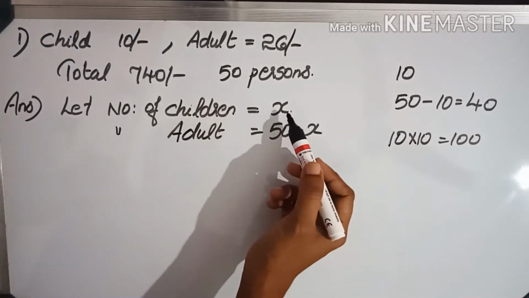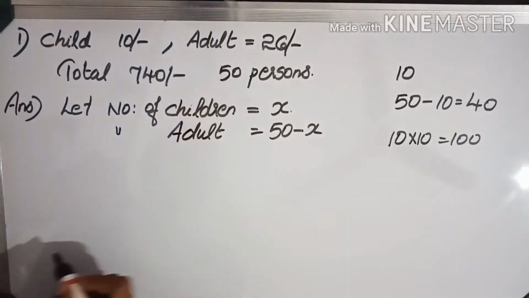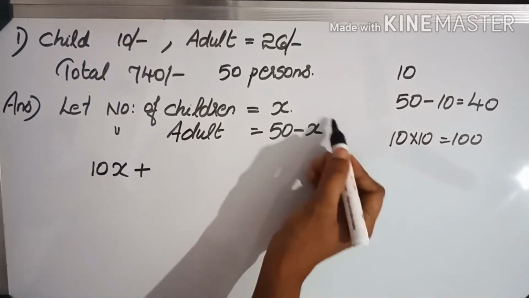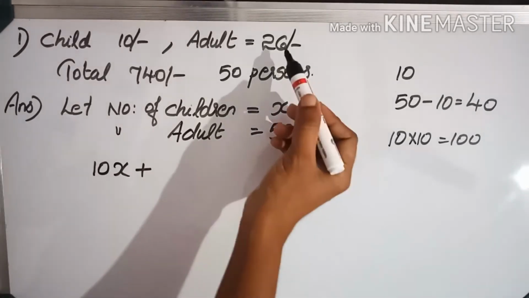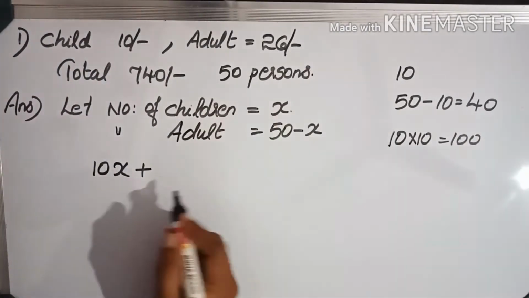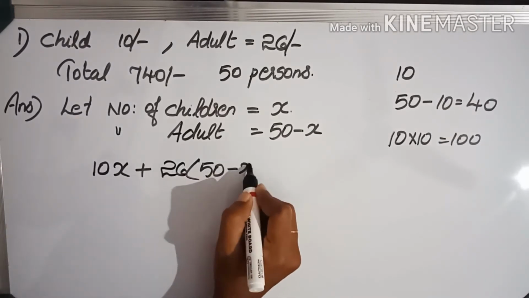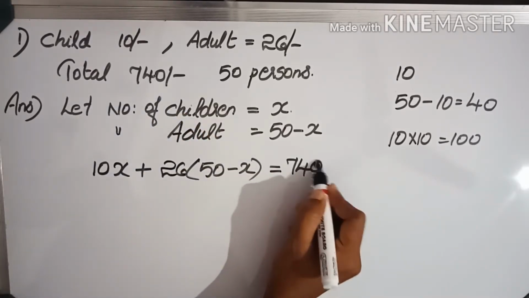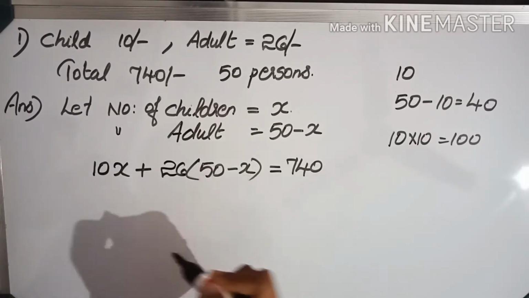So number of children is x, which means the amount collected from children will be 10 into x, that is 10x, plus 50 minus x is the number of adults. One adult ticket rate is 26, so the total here will be 26 into 50 minus x, and that total will be 740. This is the equation. Now we have to simplify this equation and find the answer.